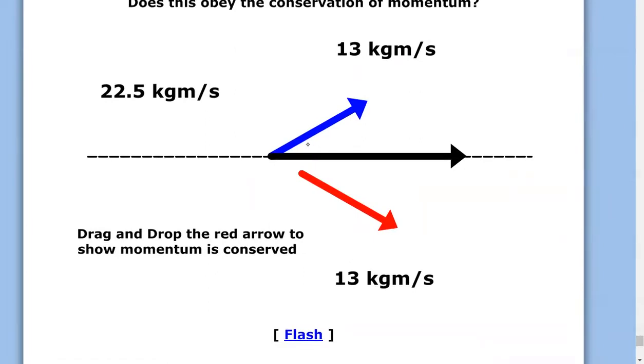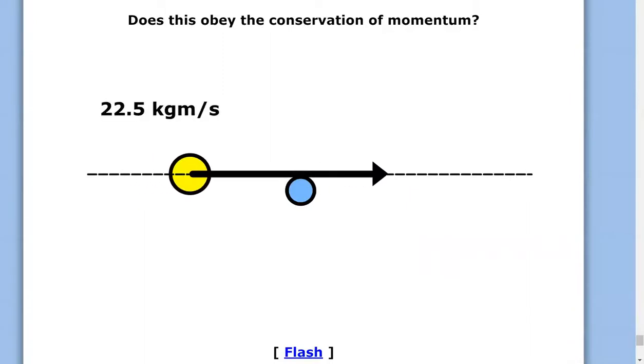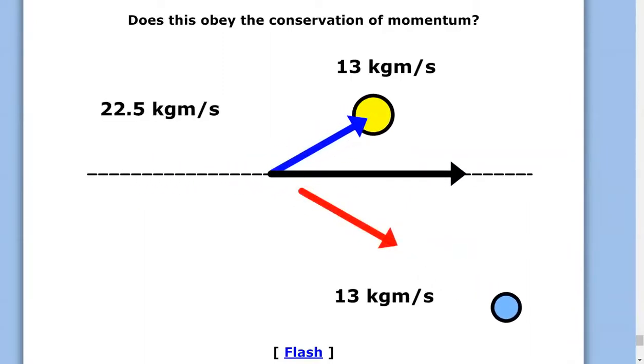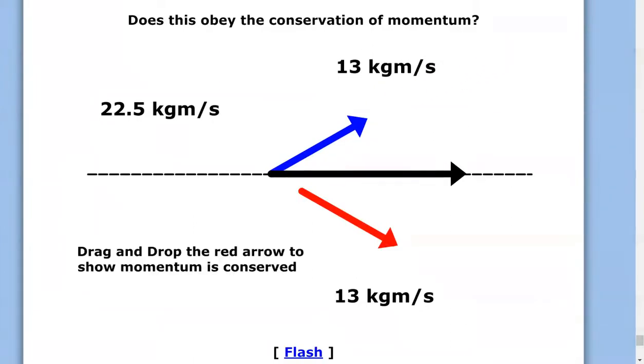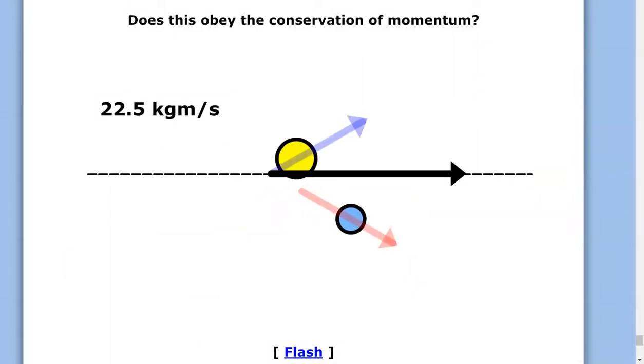Let me see if I cannot do this. Yeah, so these two vectors, 13 plus 13, must be equal to 22.5 if this collision is represented correctly. The vector addition of 13 and 13 at these angles does equal 22.5. That's what we're going to talk about today. What happens when you have a collision where the objects have two directions?